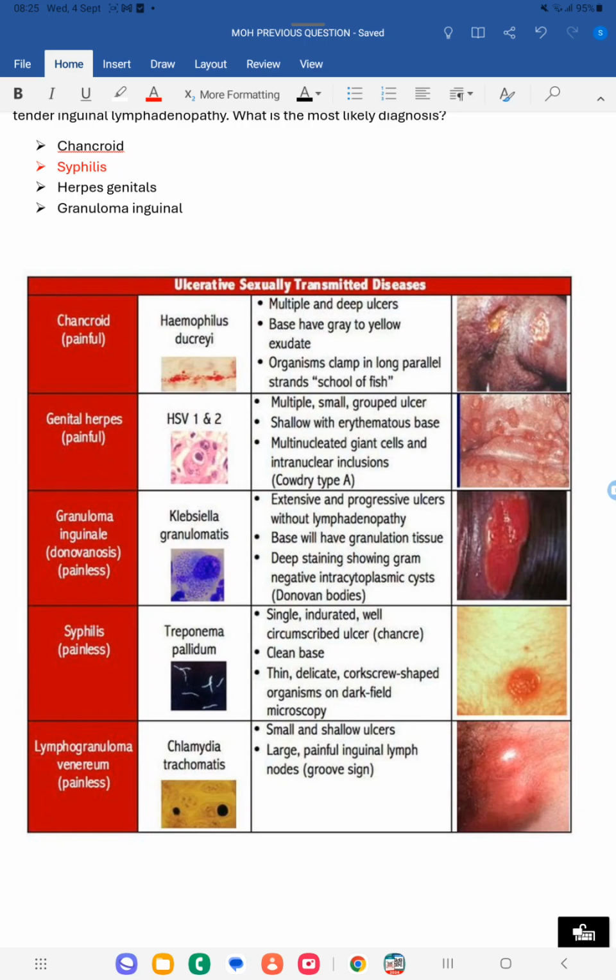Okay, painful ulcer, and you will be getting an exudation, that is grey to yellow color discoloration. And if you examine the organism, it's like a school of fish. So in that way this organism is arranged, and that type of pattern you can see.